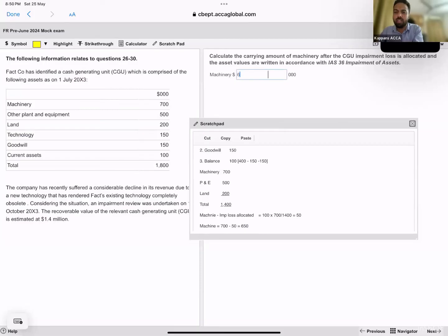There are so many such questions available in your study hub, as well as there are so many past question paper. This is a very popular kind of question in your FR examination. So you should know how to allocate impairment loss of cash generating unit.